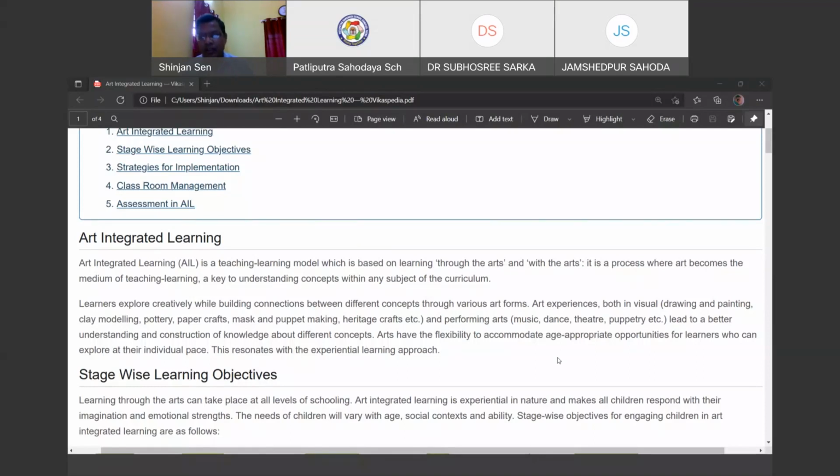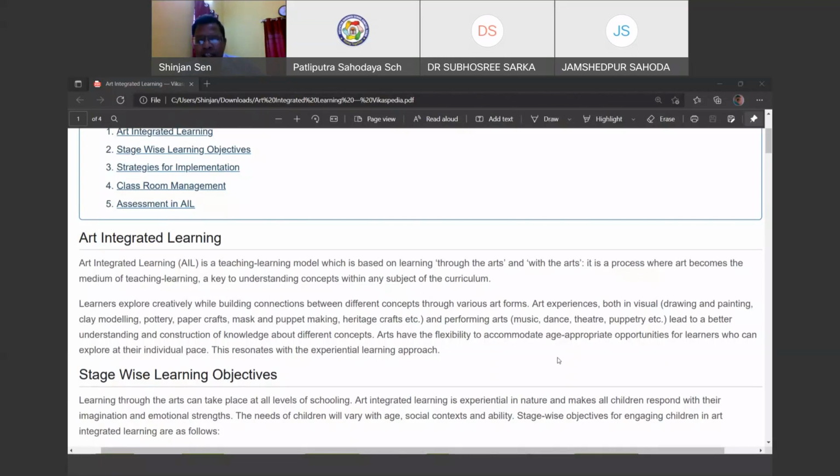Art experiences, not only art forms, art experiences, both visual, that is drawing and painting, clay modeling, pottery, paper crafts, mask and puppet making, heritage crafts, etc. So all the forms of art, both the visuals as well as the performing arts, will be taken into consideration while we are using art integrated learning. And performing arts will consist of music, dance, theater, puppetry, etc. These lead to a better understanding and construction of knowledge about different concepts.